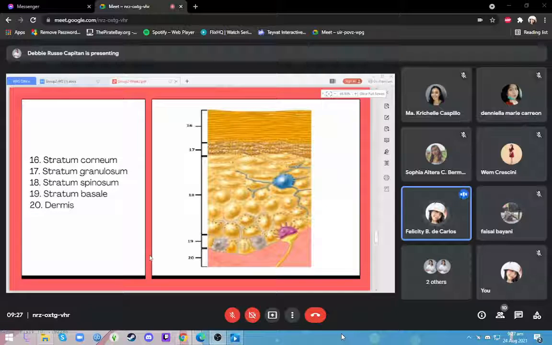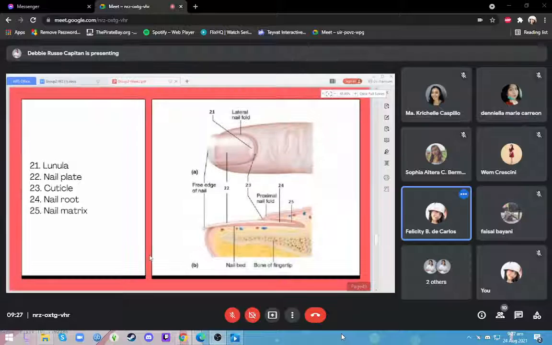Number 19, the stratum basale. Number 20, the dermis. Number 21, the lunula. The lunula has a primary structural role in defining the free edge of the distal nail plate. Number 22, the nail plate. The purpose of the nail plate is to protect the living nail bed underneath. Number 23, the cuticle. Number 24, the nail root. And lastly, number 25, the nail matrix.